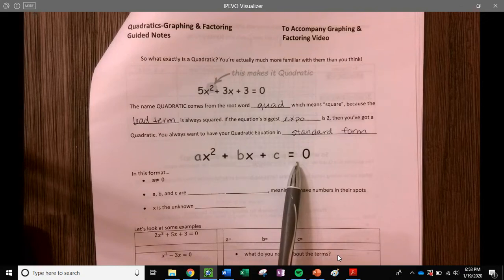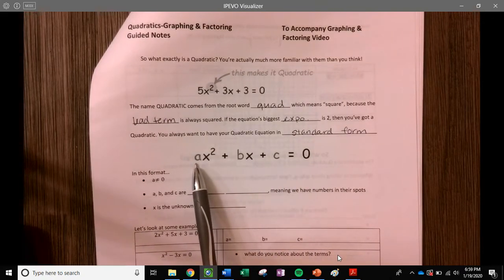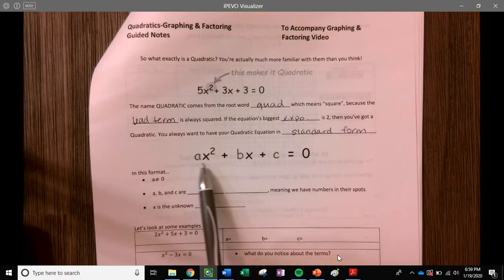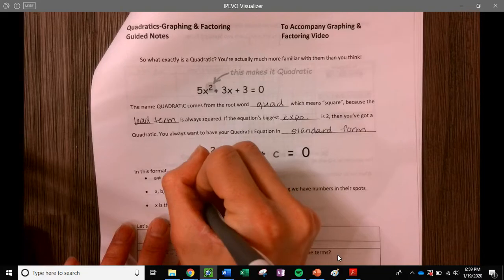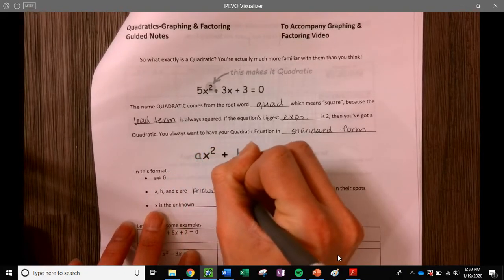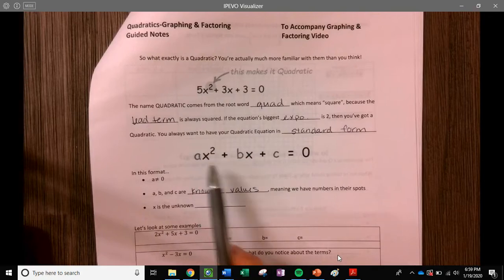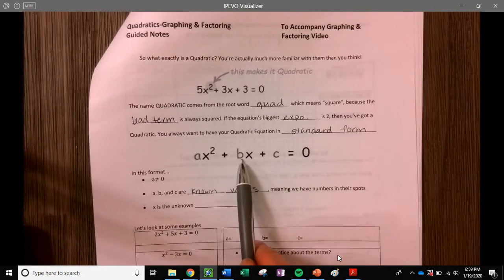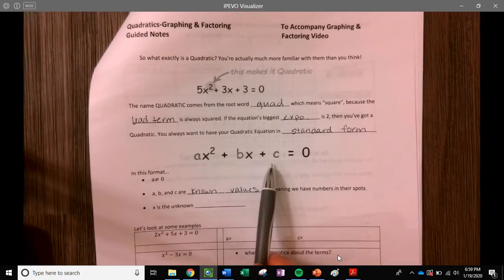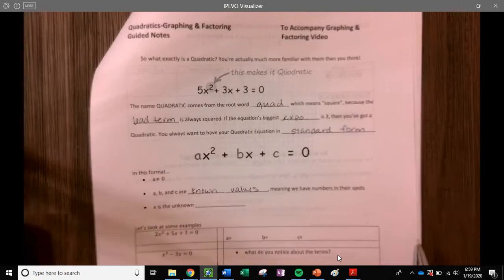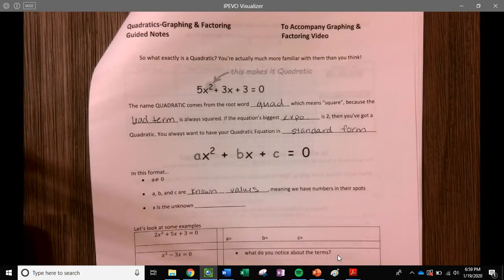In this format, a cannot be 0, because if a is 0, then 0 times x squared would make this 0. You wouldn't have an x squared, you wouldn't have a quadratic. So a can't be 0. A, b, and c are known values. If you have another variable in place of a number for a, b, and c, or if it says bx, or ax, you know what I mean? Like if there's a variable there instead of a number, then you can't solve it this way. We cannot solve when we've got unknown values for a, b, and c. They have to have numbers in their spots.